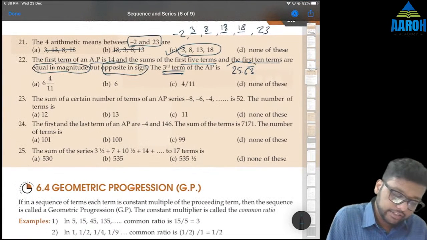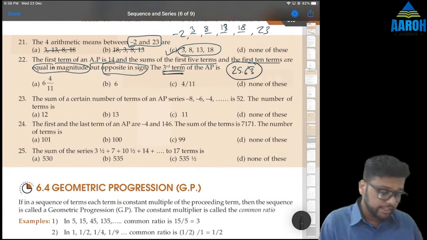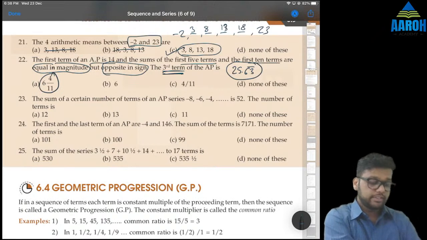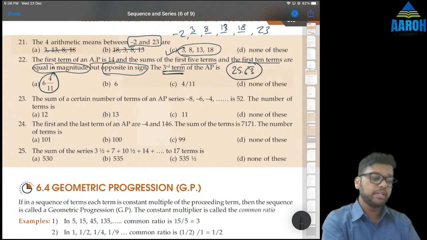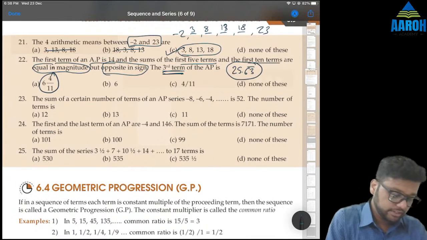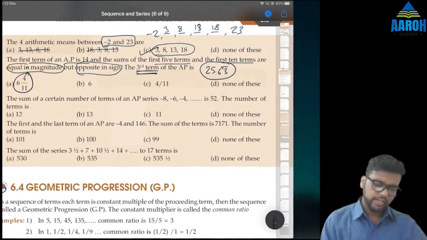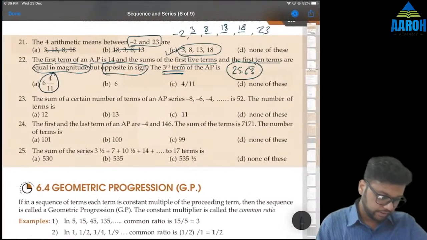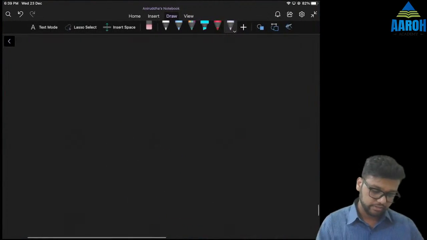Check if you are getting this. How to check that? Let's try this. 6 and 4 by 11. So 6 M plus 4 by 11 M plus MRC, if you press, that gives us, okay, did I make some mistake here? It was 18, right? Oh, sorry, first term was 14. Okay, just a second.